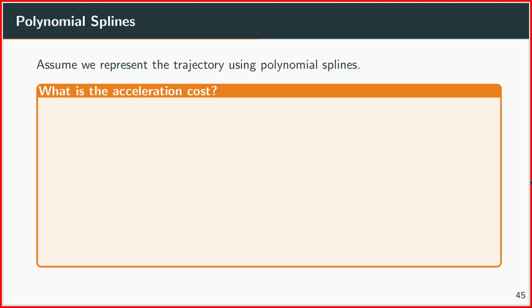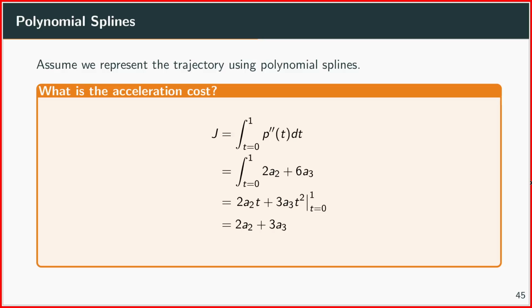So basically, you were right that we can take the second derivative, but then we also have to integrate it over the path, of course. And as you already said, it's pretty nice because we can simplify it a lot and we get this very simple expression here, which is our cost to optimize for acceleration, which minimizes acceleration over the path.